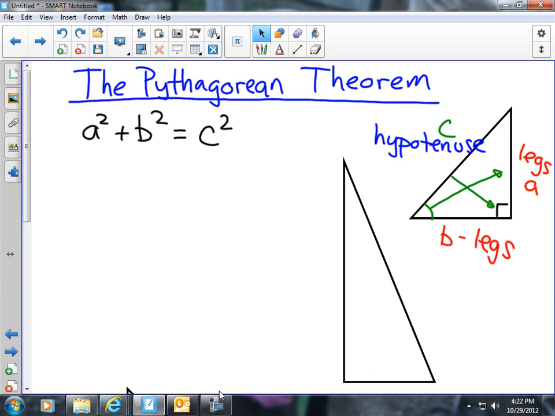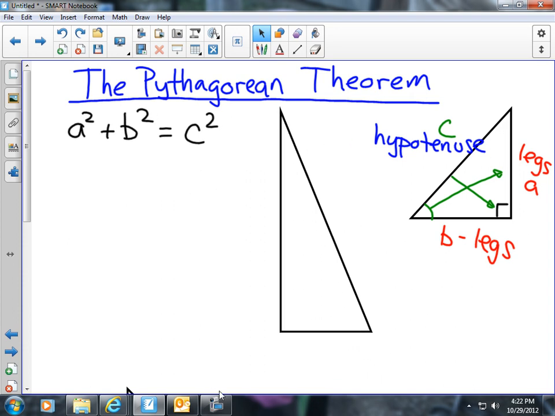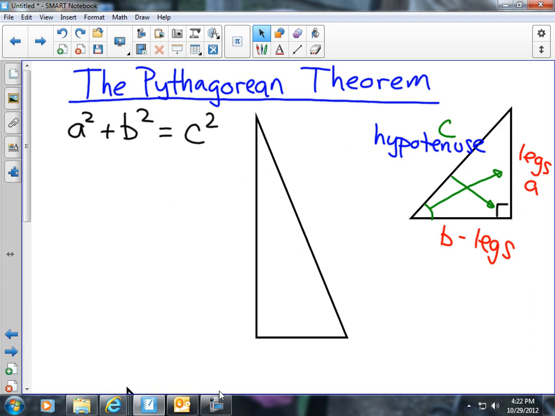So I'm going to put this over here. All right, so again, we're going to say this is a right triangle, and we can give it any lengths we want. So let's go ahead and say that this side is 15 meters. We'll say down here, this side is 6 meters.